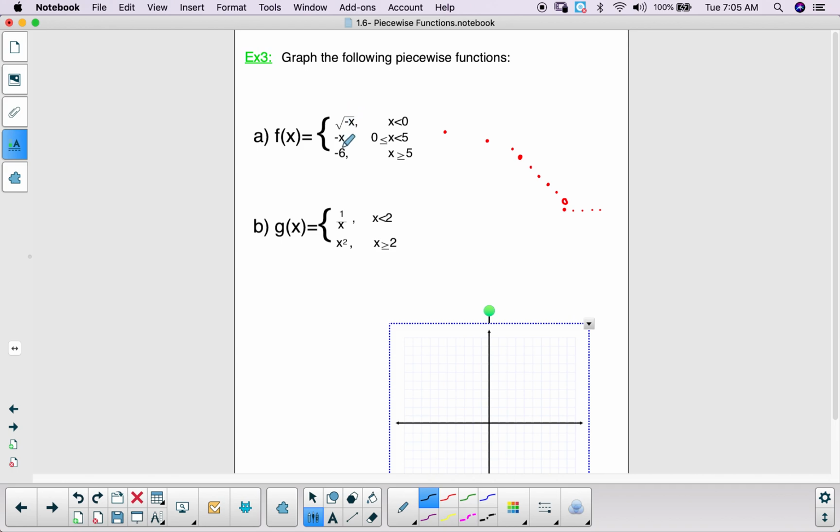Here you have two piecewise functions. Let's do the first one. F of x equals square root of negative x for all values of x less than 0. It's equal to negative x between 0 and 5, includes 0 but not the 5, and is a flat value of negative 6 for all values of x including 5 and above.